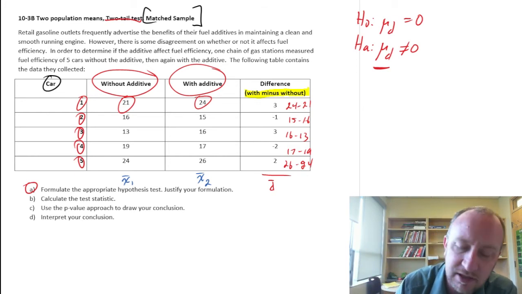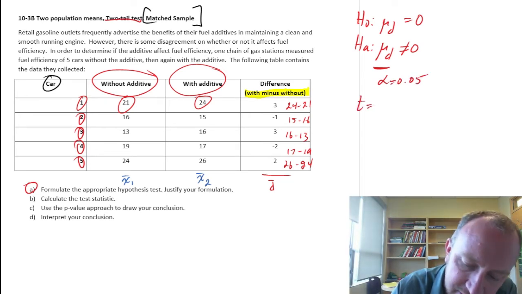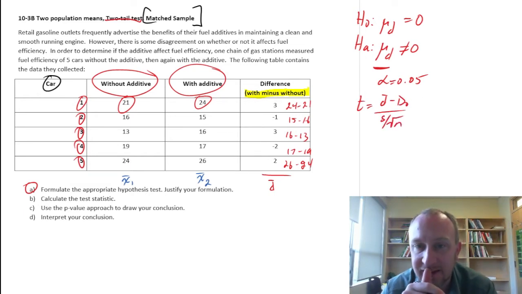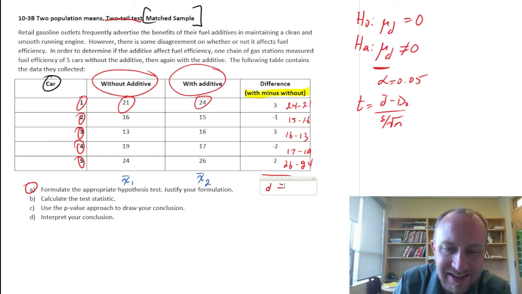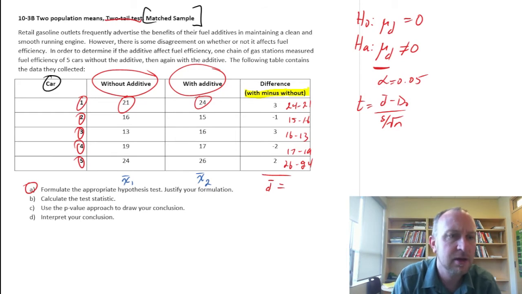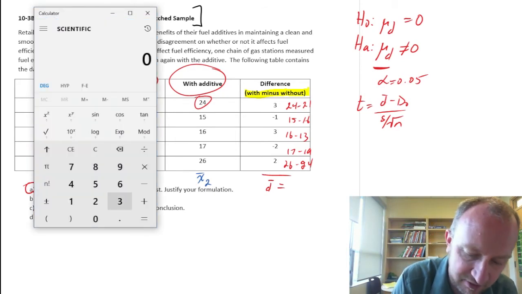So let's go ahead and perform the test. Alpha is 0.05. We want to gather the ingredients for our test statistic here. So far, all we have is the hypothesized difference and the sample size. So we need to calculate this average difference. And then we also will need to calculate our standard deviation. Oh, my calculator disappeared. Okay, so let's go ahead. I'll calculate the average difference.